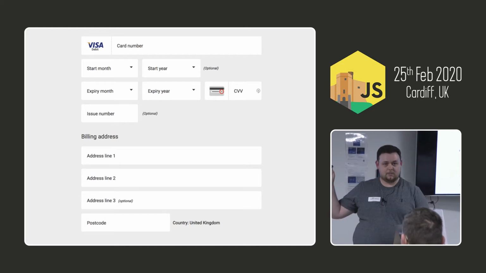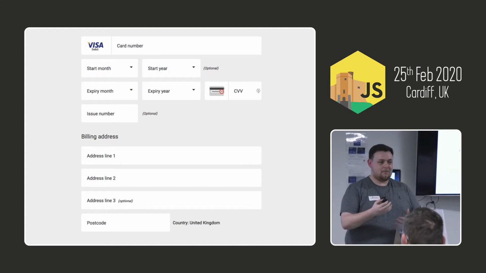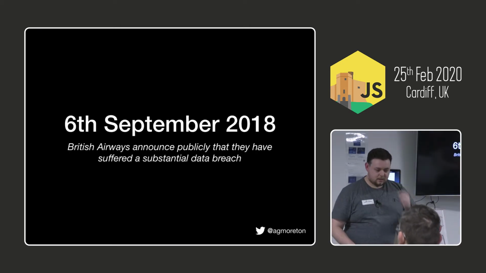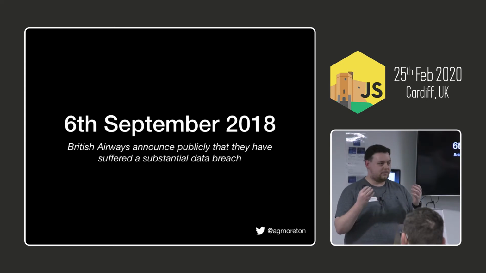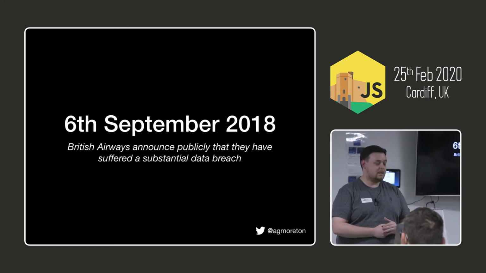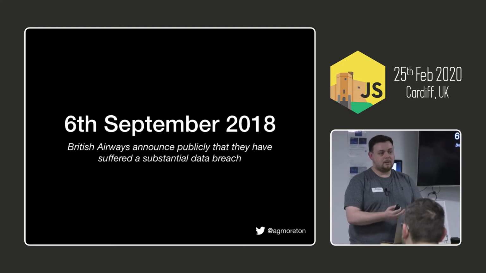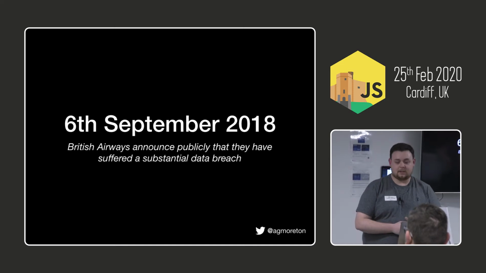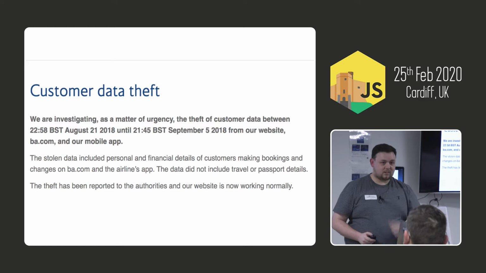This is actually the booking page for British Airways, and it'll become the focus point of this entire event that we're going to go through. So we'll start then on the 6th of September 2018, when British Airways announced publicly that they had suffered a fairly substantial data breach. If you were an existing British Airways customer, you would have received an email with an apology, directing you to the site for further information. And if you were to visit the site, you would have seen something like this.